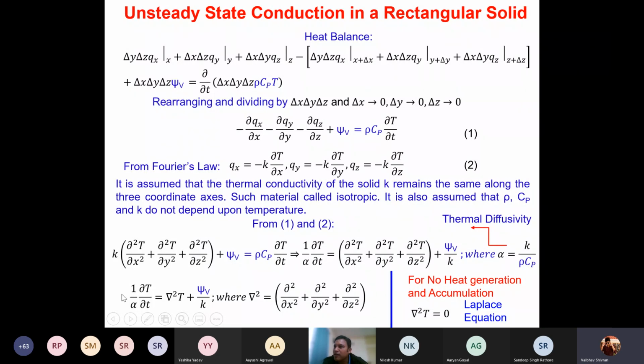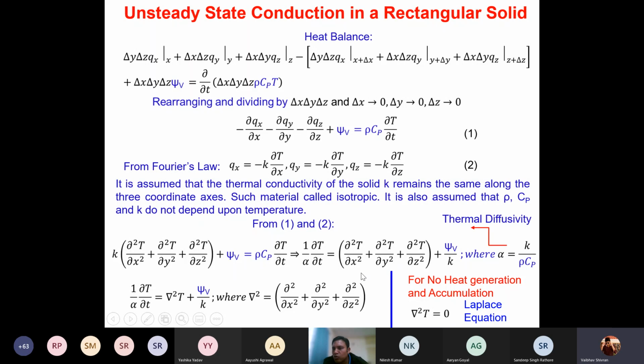For instance, if we have one dimensional heat transfer, in that case we will only have the first term, dou square T by dou x square. And if there is no generation term, then the psi v by k will also be absent, isn't it? So this is the standard Fourier second law of heat conduction: 1 by alpha dou T by dou t equals dou square T by dou x square, isn't it?